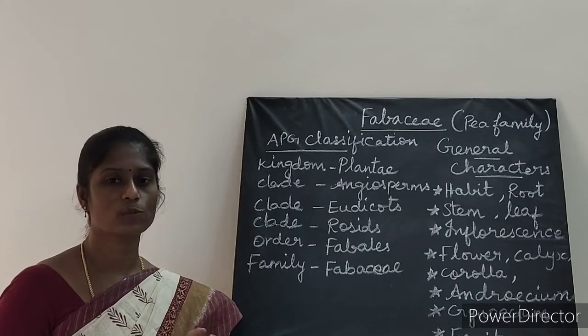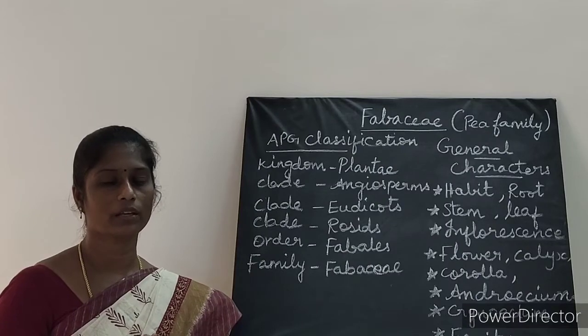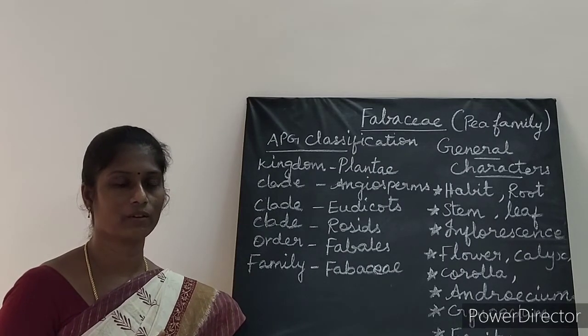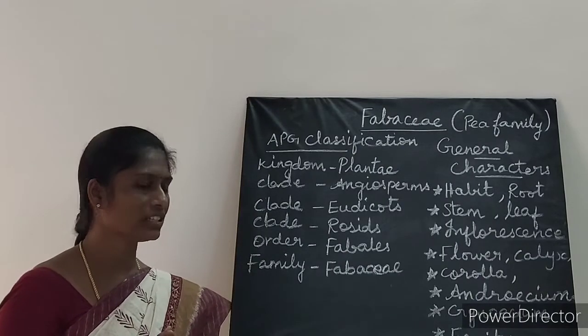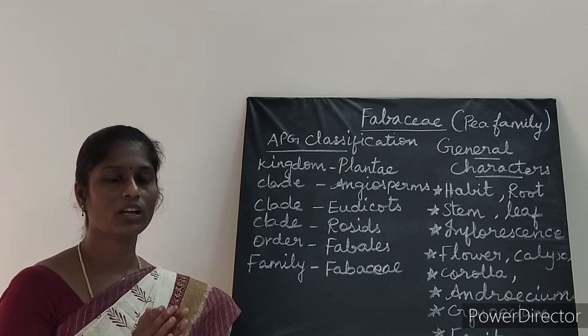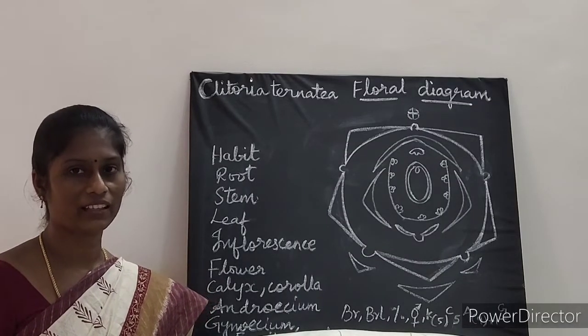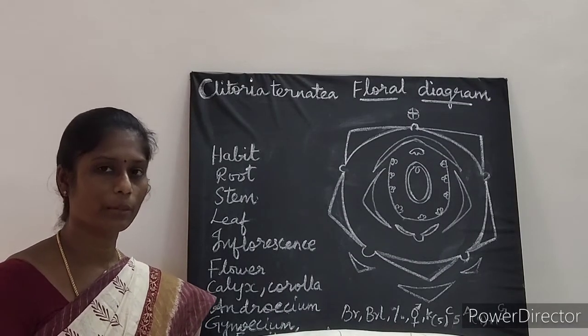Seed, here it is endospermic or non-endospermic. Non-endospermic. Example, Pisum sativum. And here mostly it is reniform. Reniform means kidney-shaped structure. That is called as what? Reniform. Children, we have completed the general characters of family Fabaceae.